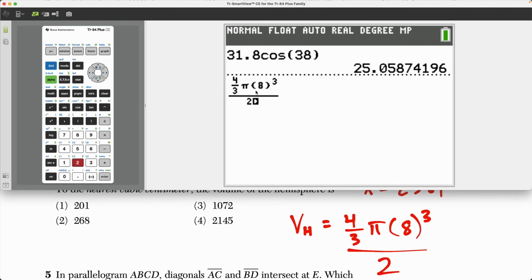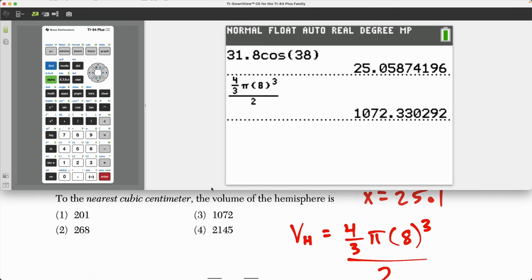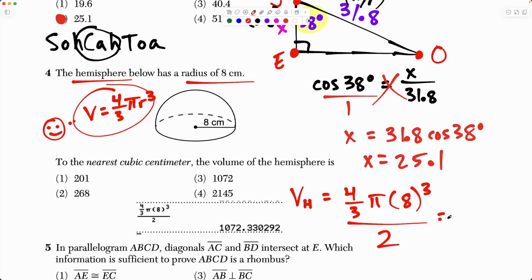All right, I like using the blank fractions here because it's very easy to mess up when you just press divide by, that you could mess up with the parentheses and it just throws the whole answer off. So now we should be getting here to the nearest cubic centimeter, we should be getting 1072. So once again, our volume to the nearest cubic centimeter is going to be 1072 cubic centimeters, which matches up with choice 3.